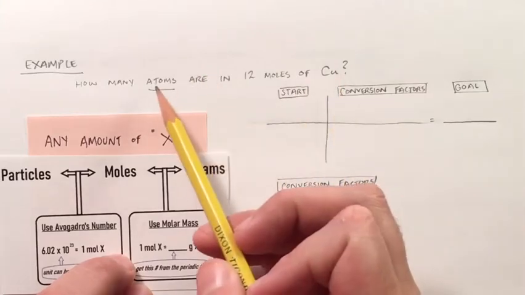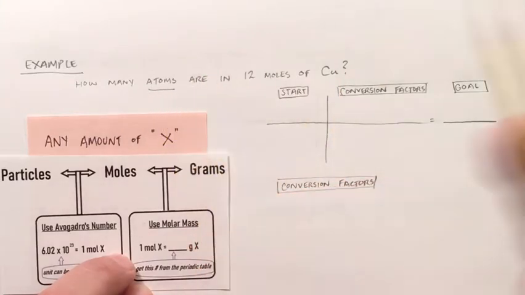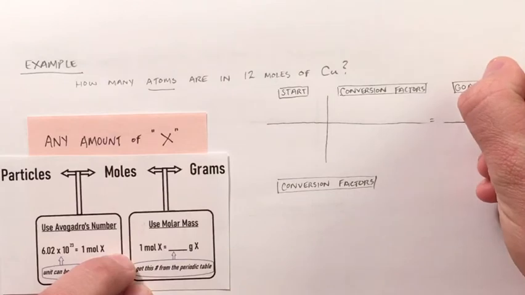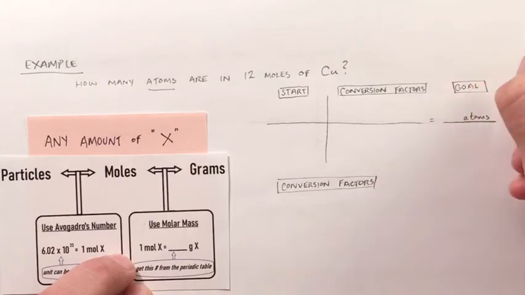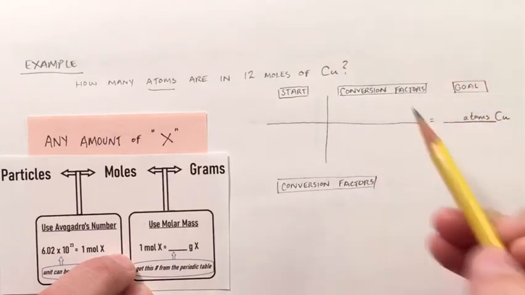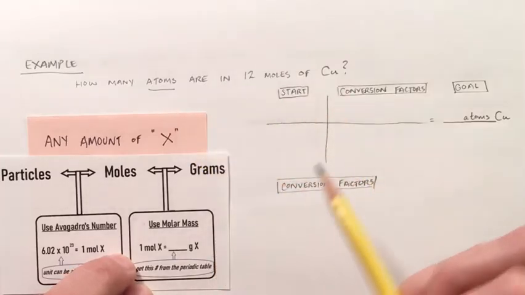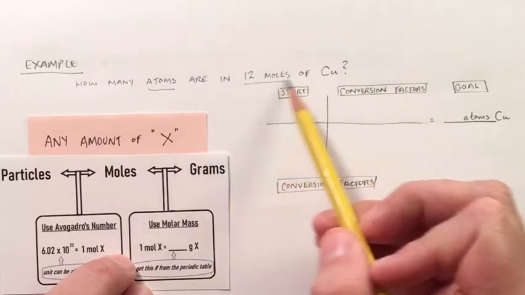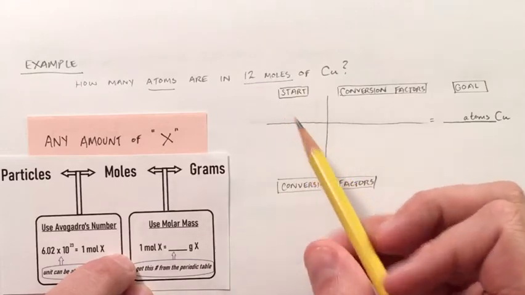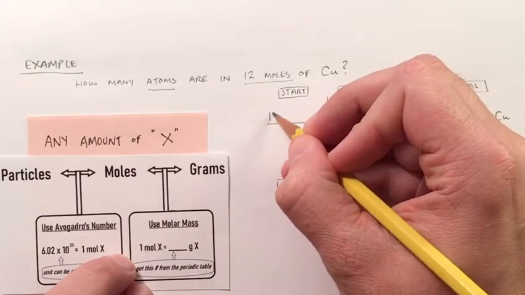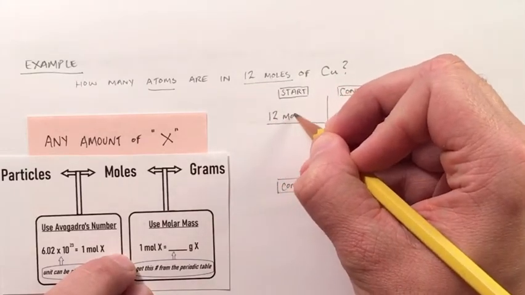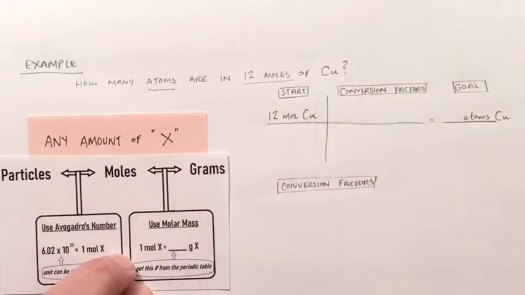To answer this question, the unit would be atoms. Okay, so I'm going to go over here, write atoms down, and I'm going to also include my formula, atoms of copper. Okay, I start with 12 moles of copper. That is what I have to begin with in this problem, so I'm going to fill that in right here. 12 moles of Cu, copper.